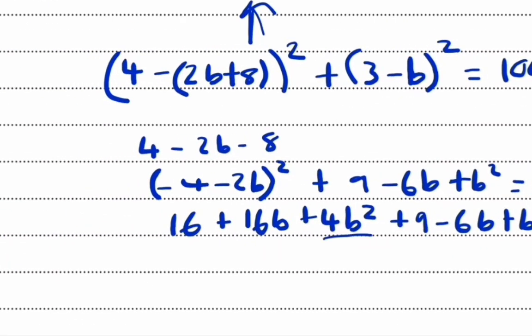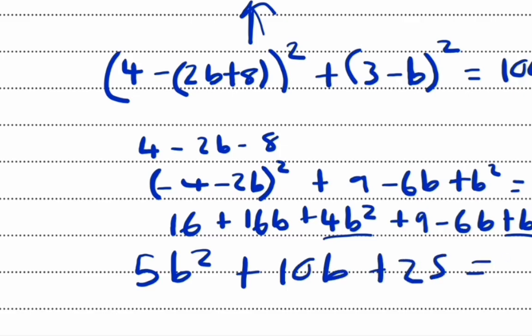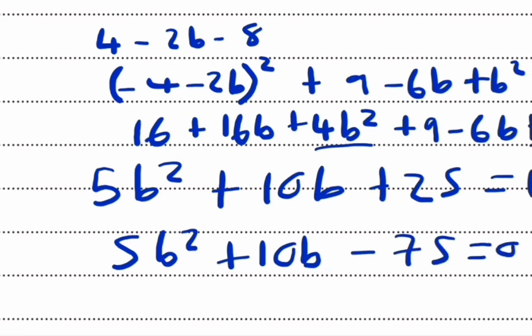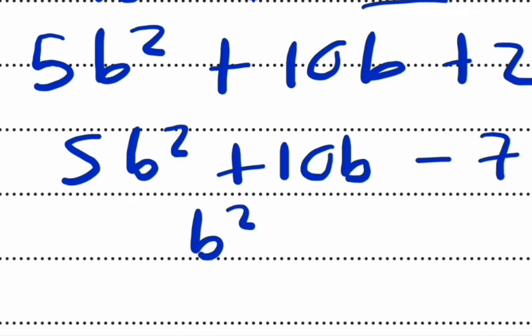Simplifying that, we get 5b squared, right? Then 16 minus 6, that's plus 10b, then plus 25 is equal to 100. And taking that 100 to the left hand side, 5b squared plus 10b, 25 minus 100, that's minus 75. And we can divide by 5 throughout to get b squared plus 2b, then minus 15 is equal to 0.